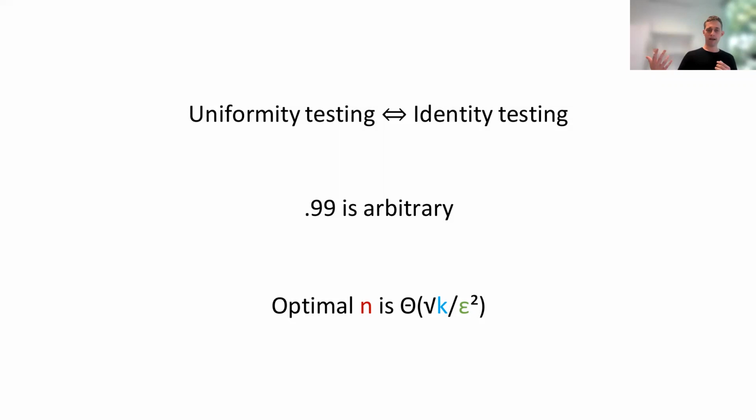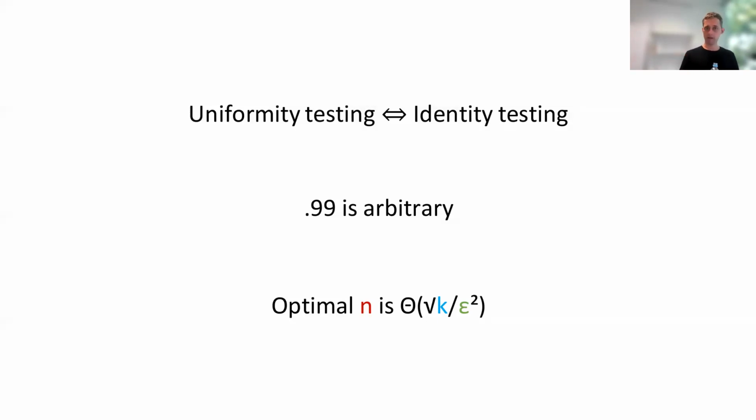Maybe I have a model in mind and I want to say, is the data coming from the model I have in mind? Think of that as maybe a binomial distribution or some weird but explicitly known distribution that comes from expert knowledge or some experiment you've run. The point is uniformity testing is basically equivalent. If I can do uniformity testing, I can do any test to a known distribution, that's called identity testing. So I can replace uniform by any distribution that you know and that you choose.